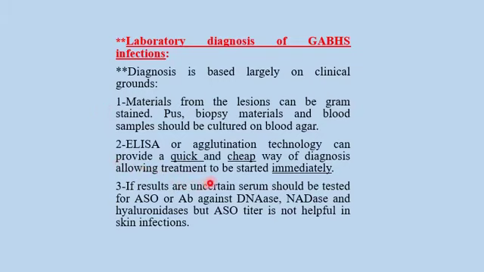If the results are uncertain, serum should be tested for anti-streptolysin O. اللي احنا قلنا اللي هو antibodies against streptolysin O, or antibodies against these different enzymes اللي هي DNAases, NADases, and the hyaluronidases. But this anti-streptolysin O titer is not helpful in skin infections. لأن we said كمان before احنا قلنا الكلام ده إن في skin infections الانفولفمنت بيبقى أكتر لthese enzymes مش الانتي-streptolysin O. ففي skin infections ما ندورش أبدا على الانتي-streptolysin O.